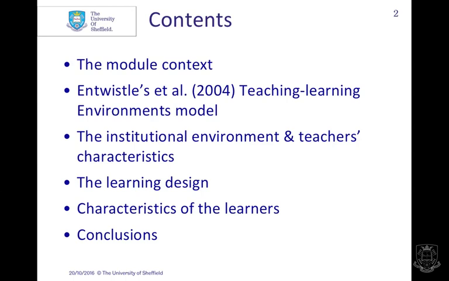So in the presentation today we're going to have a look at the context for the module, and then we're going to use Entwistle et al.'s Teaching and Learning Environments model as a structure for the discussion of the modules in this presentation. The model contains 3 levels: the institutional environment and the teacher's characteristics, the learning design and the characteristics of the learners. So we're going to have a look at those 3 distinct levels for these 2 modules and then draw some conclusions at the end.